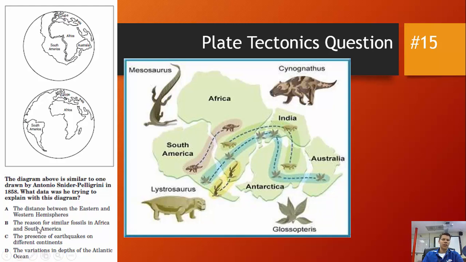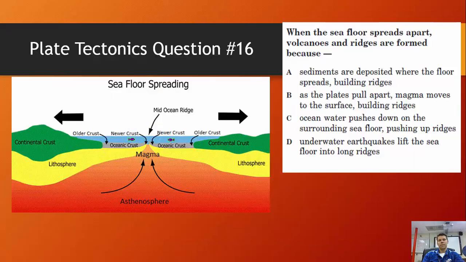So the question here, the explanation of what he was trying to explain with this diagram, was supported by the reason for similar fossils in Africa and South America. So our answer here is B. The reason for similar fossils in Africa and South America helped explain this diagram.